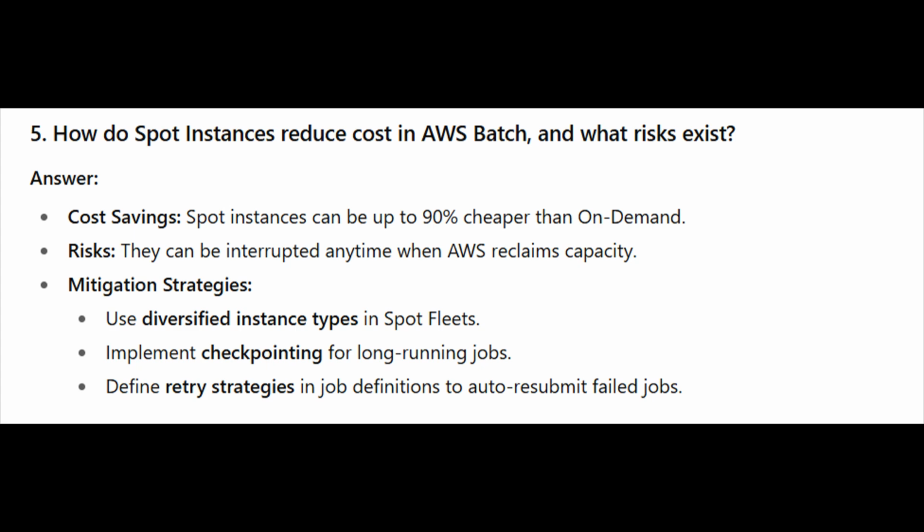5. How do spot instances reduce cost in AWS Batch and what risks exist? Answer. Cost savings. Spot instances can be up to 90% cheaper than on-demand. Risks. They can be interrupted anytime when AWS reclaims capacity. Mitigation strategies. Use diversified instance types in spot fleets. Implement checkpointing for long-running jobs. Define retry strategies in job definitions to auto-resubmit failed jobs.